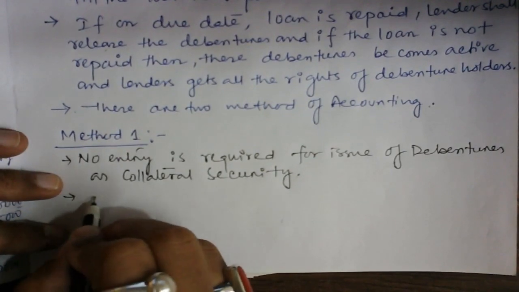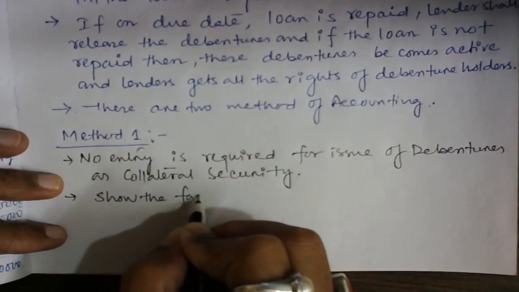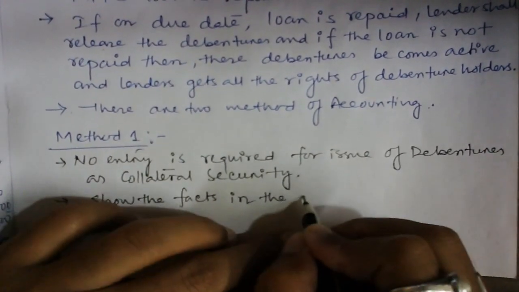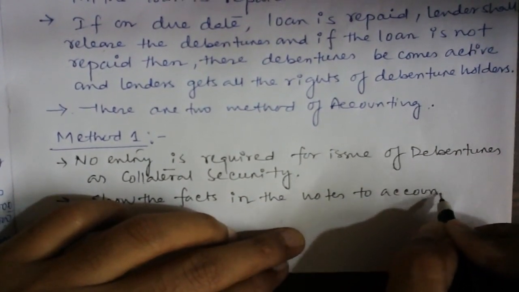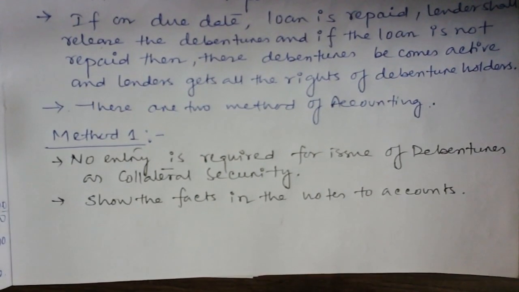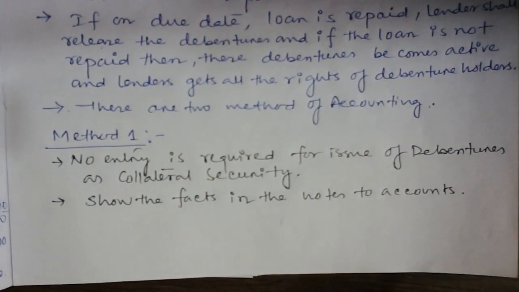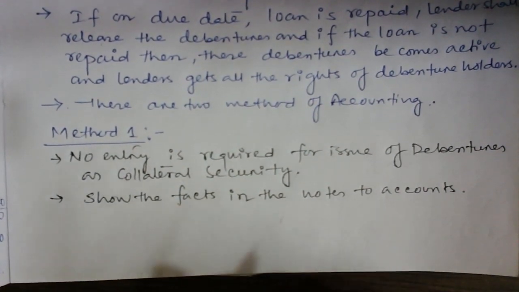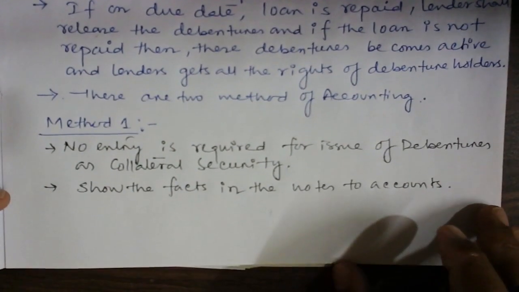Write down, show the facts in the notes to accounts. It is important. So no entry is required for issue of debenture as collateral security. Show the facts in the notes to accounts. That is quite important. We need to show the facts in the notes to accounts.